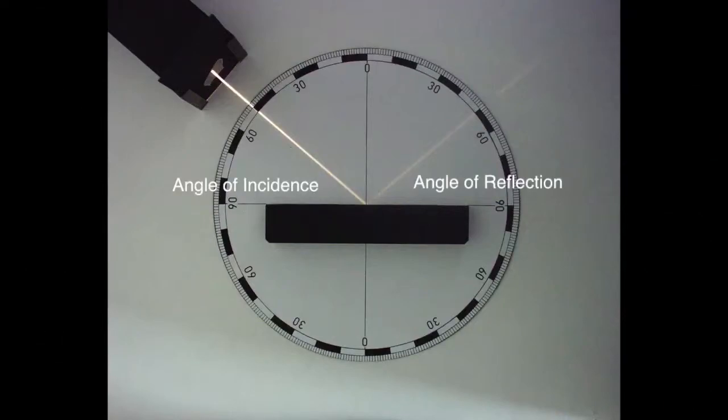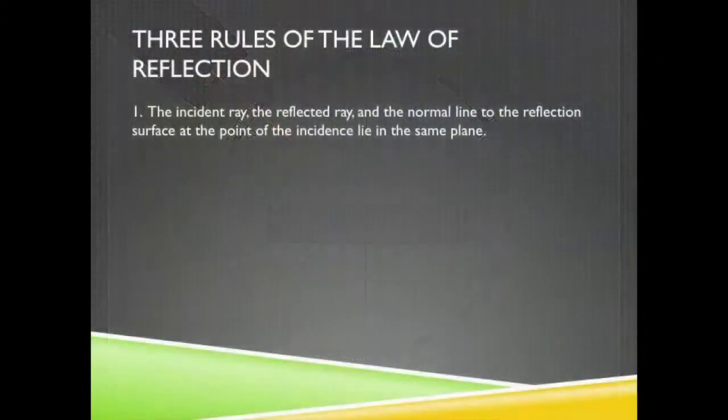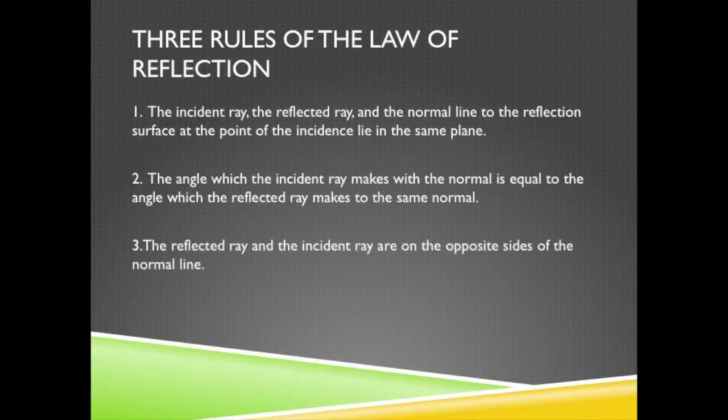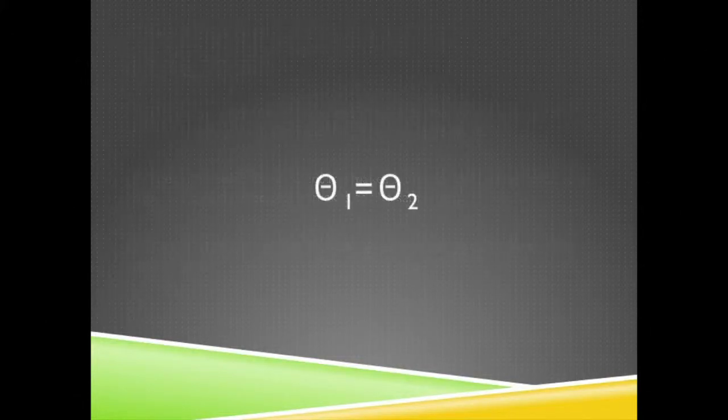Three things can be concluded based on this law. Number one, the incident ray, the reflected ray, and the normal line to the reflection surface at the point of incidence lie in the same plane. Number two, the angle which the incident ray makes with the normal line is equal to the angle which the reflected ray makes to the normal. Number three, the reflected ray and the incident ray are on opposite sides of the normal line. These three rules give us the formula theta 1 equals theta 2.